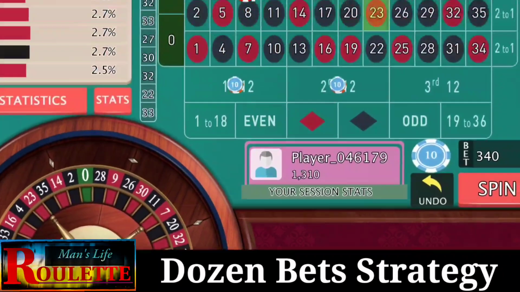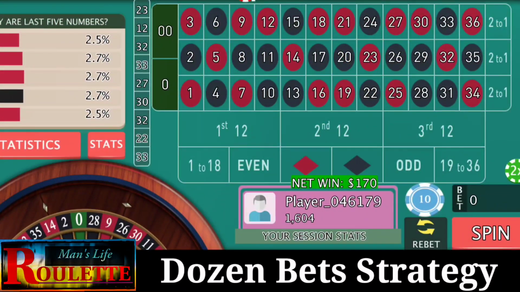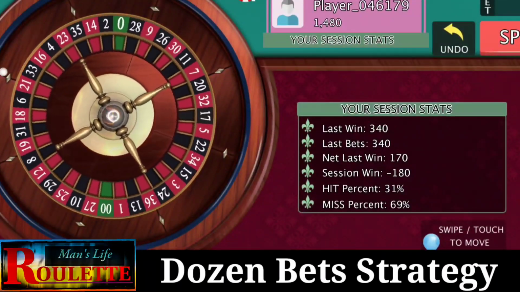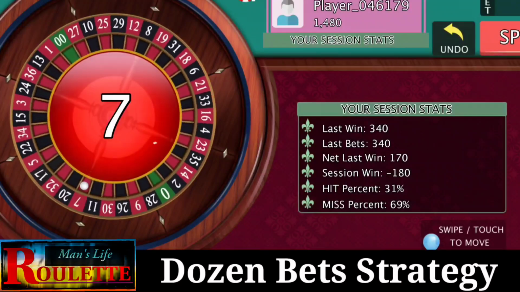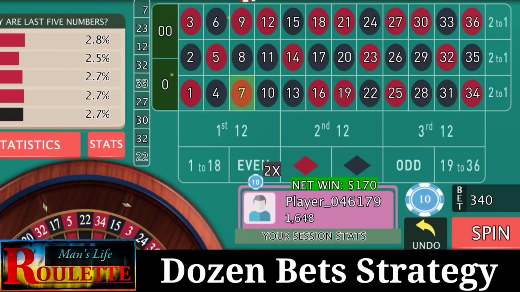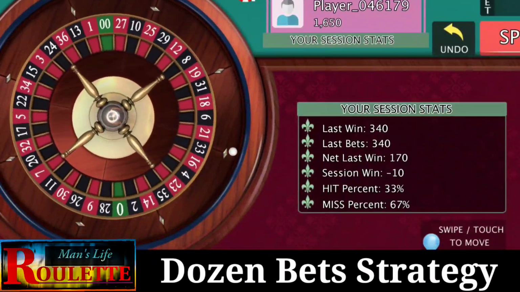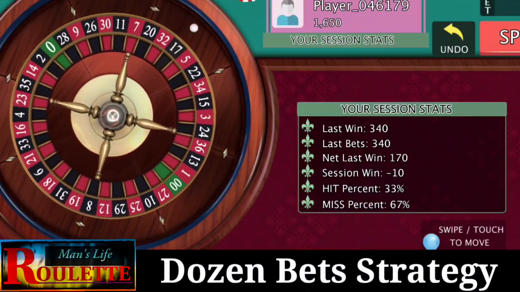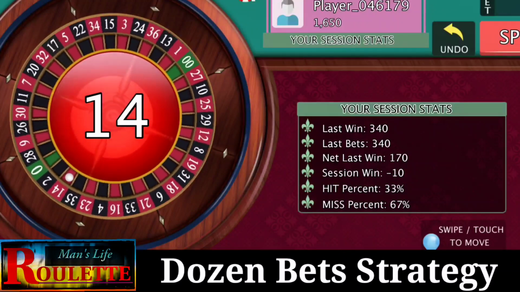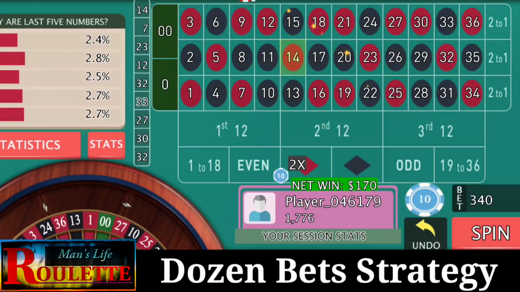$23. Again I win over here, so again time to repeat and play the same as usual. $7. This time also I win over here, so again time to repeat and play. $14 this time, and I win over here.